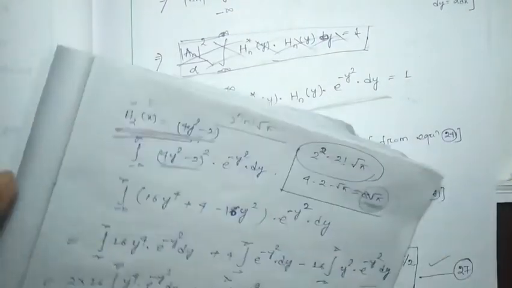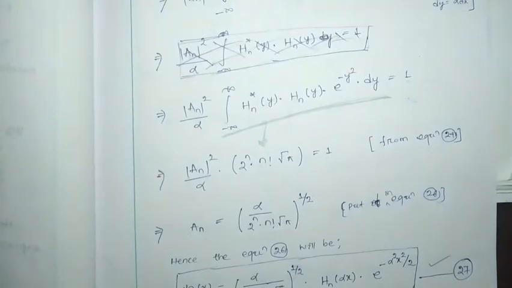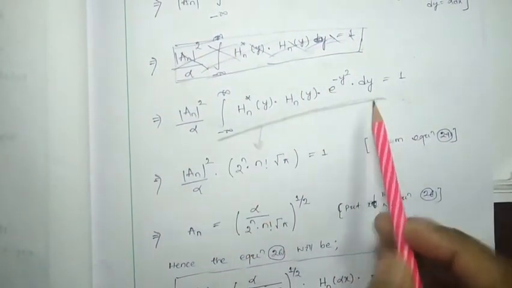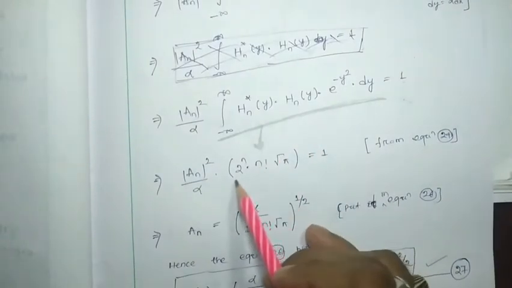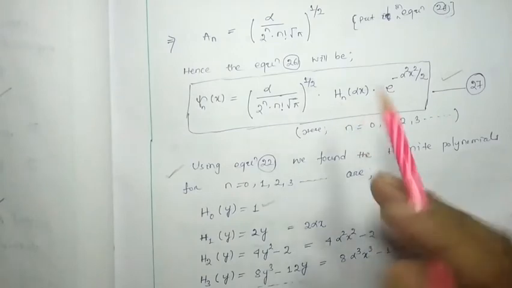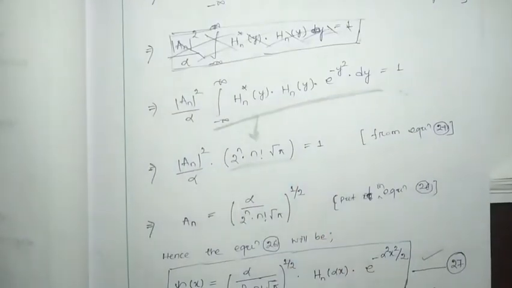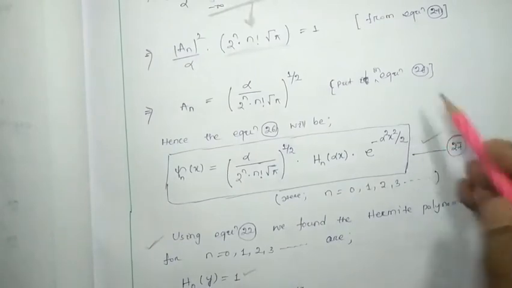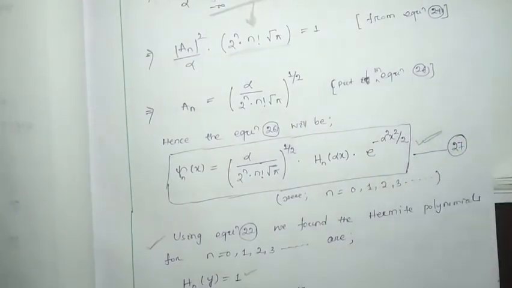Here I cross checked the value of this one. This one is true. In general we can write this, or you can consider higher values of Hermite polynomials, and you will find the same. So we found the generalized wave equation, or generalized eigenfunction, which is this one, equation number 27.